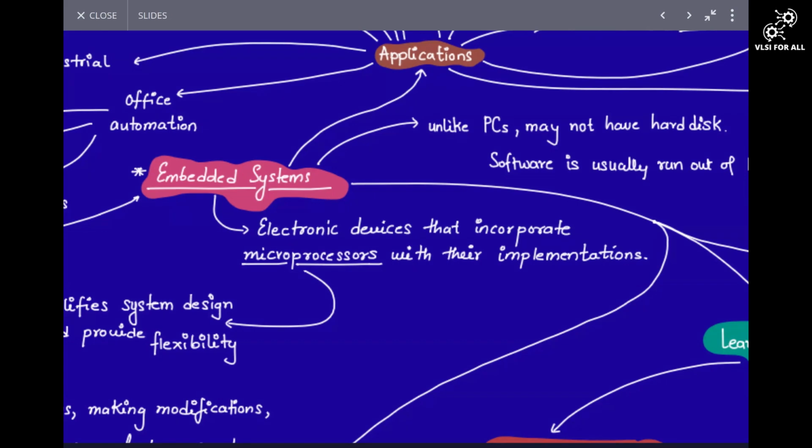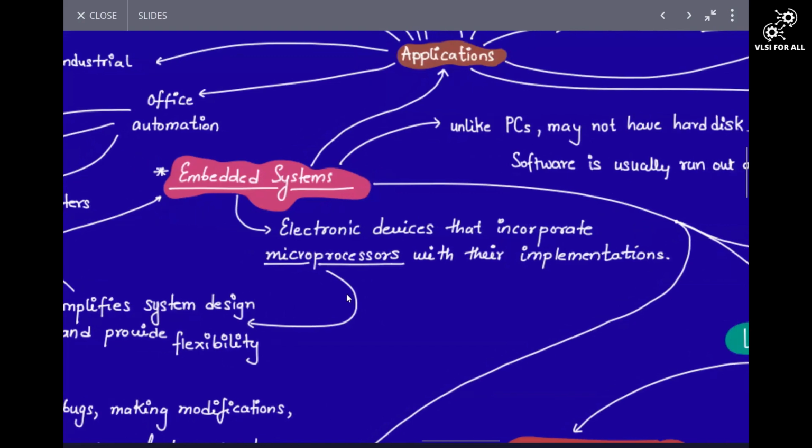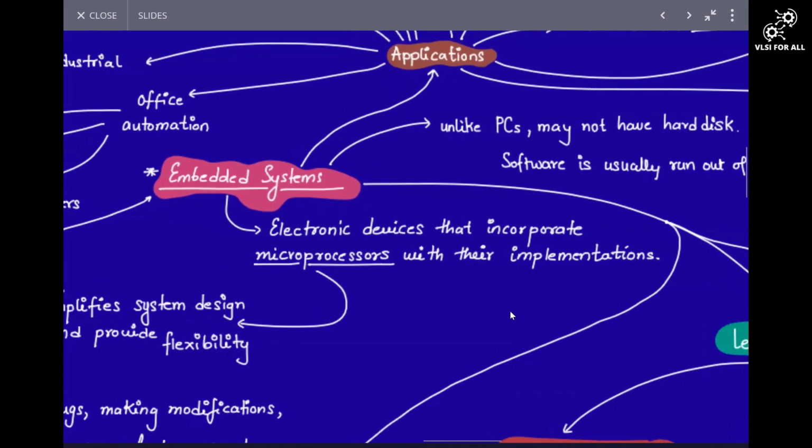So 8051, it's a microcontroller. That's okay, you're in fourth sem, got it. So that's exactly the heart of an embedded system. A microcontroller is the heart of the embedded system. So you can just remember an embedded system as a system that has a microprocessor within it.